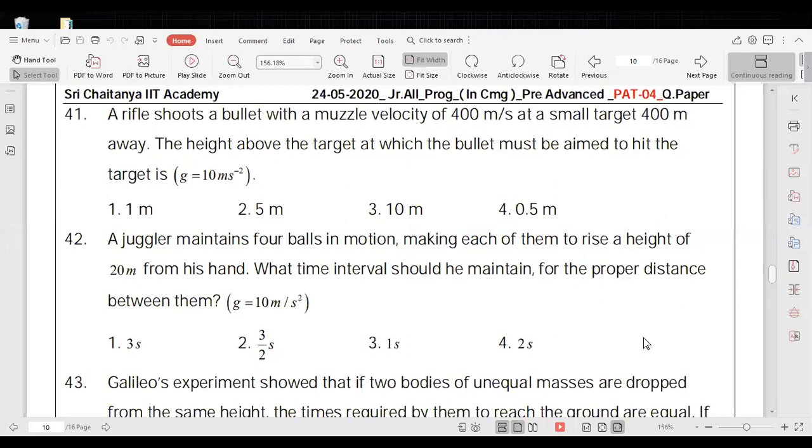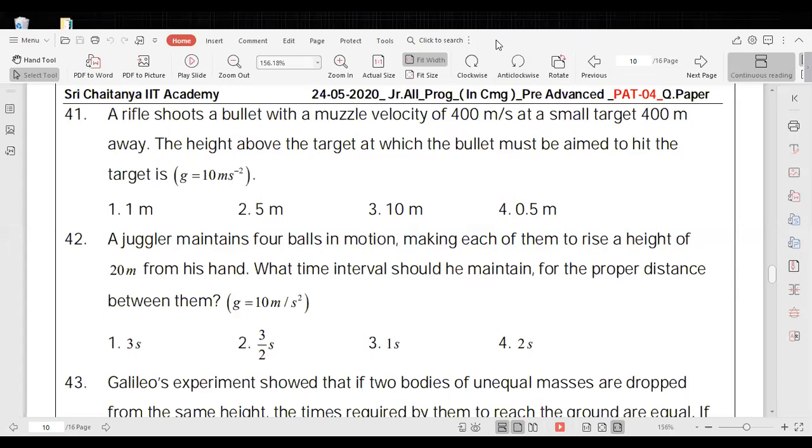Okay, 42, all of you read the problem. A juggler maintains 4 balls in motion, making each of them rise to a height of 20 meters from his hand. What time interval should he maintain for the proper distance between them? Have you seen the question?